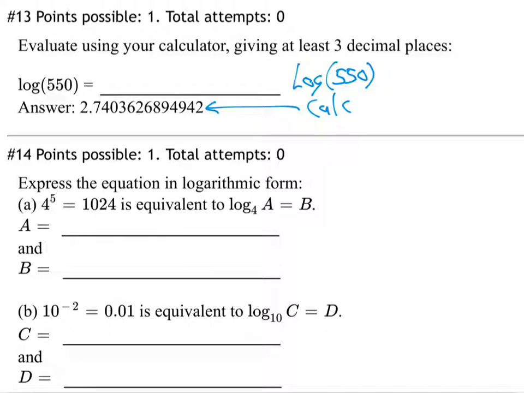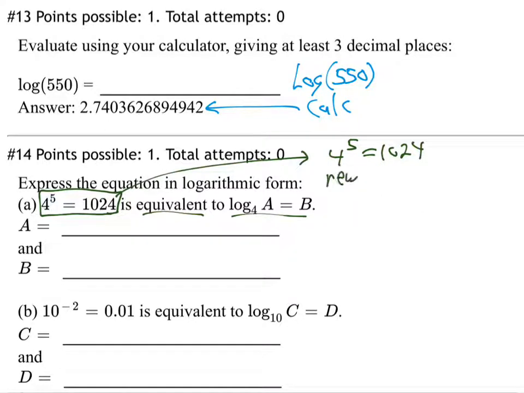All right, let's try number 14. And so what are they doing here? Part A. 4 to the 5th is 1,024. They want me to rewrite it. It's equivalent to a log statement. Well, let's do it. So 4 to the 5th is 1,024.